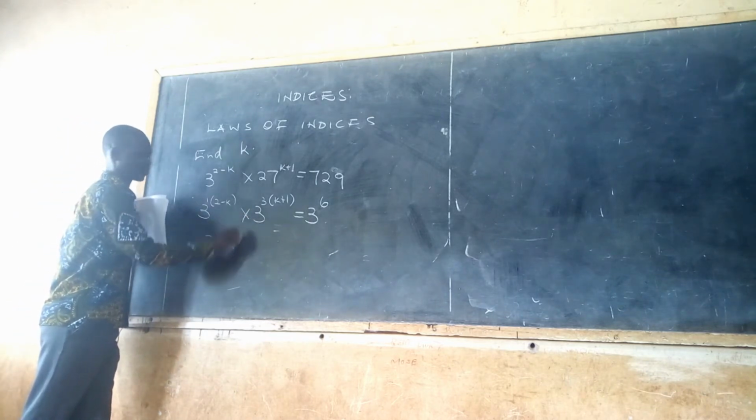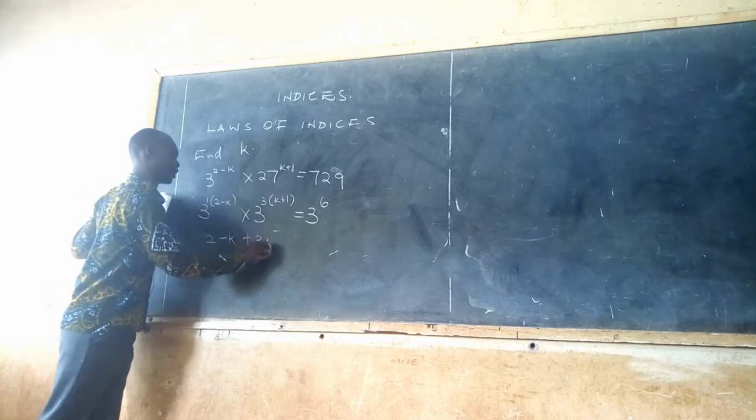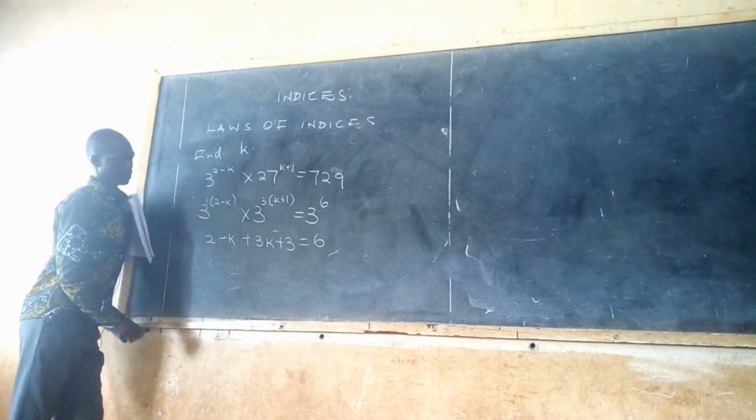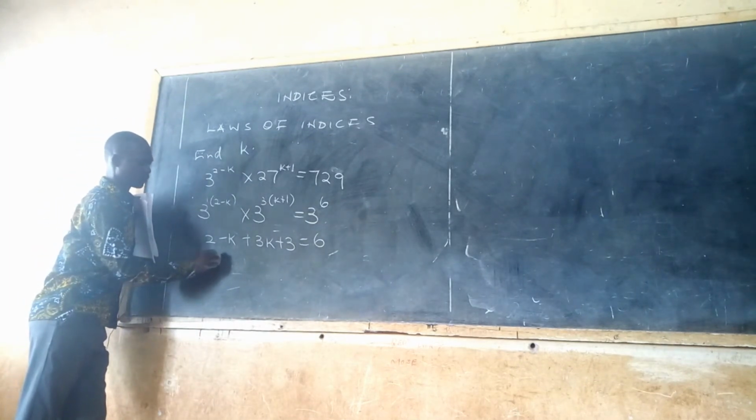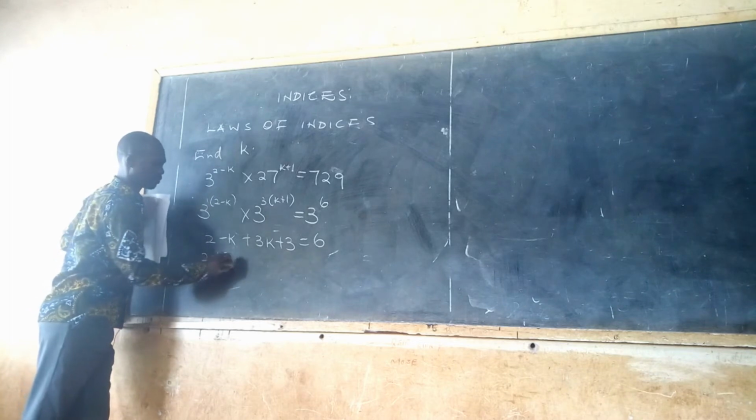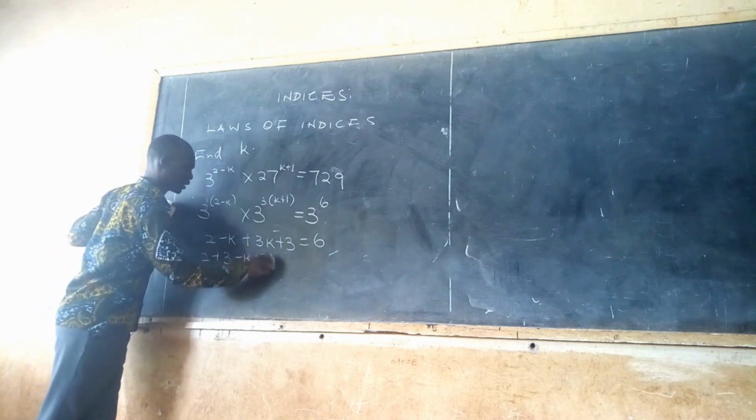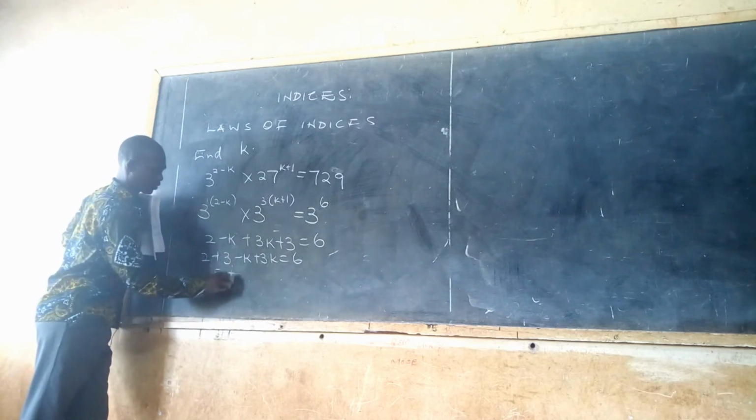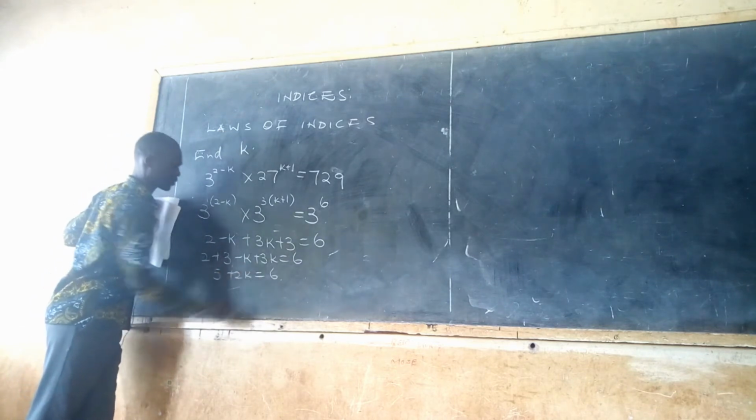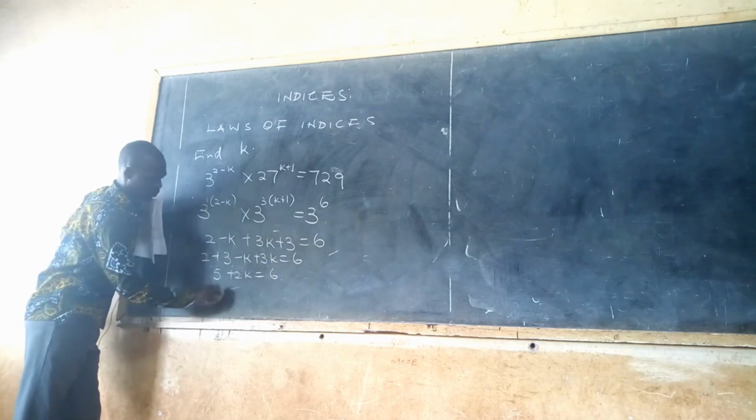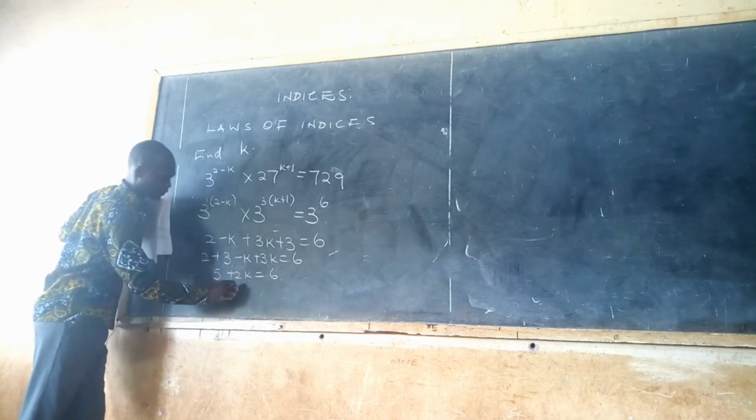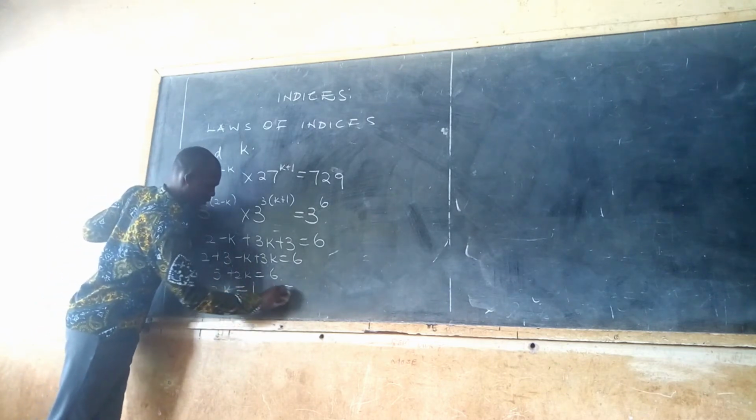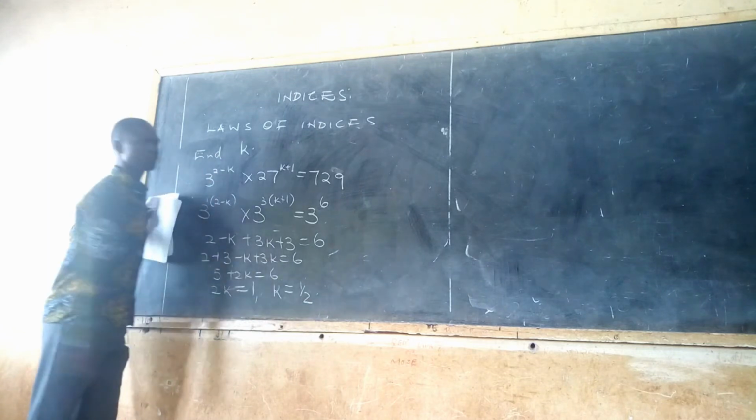Because of multiplication, it becomes plus 3k plus 3 to give us 6. Like terms come together: 2 plus 3 minus k plus 3k to give us 6. So 5 plus 2k to give us 6. And therefore 2k will be 6 minus 5, that is 1. We end up with k equals to a half.